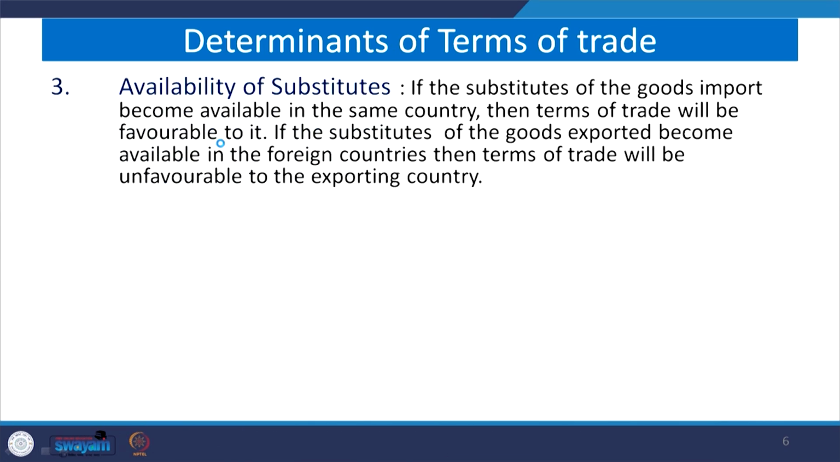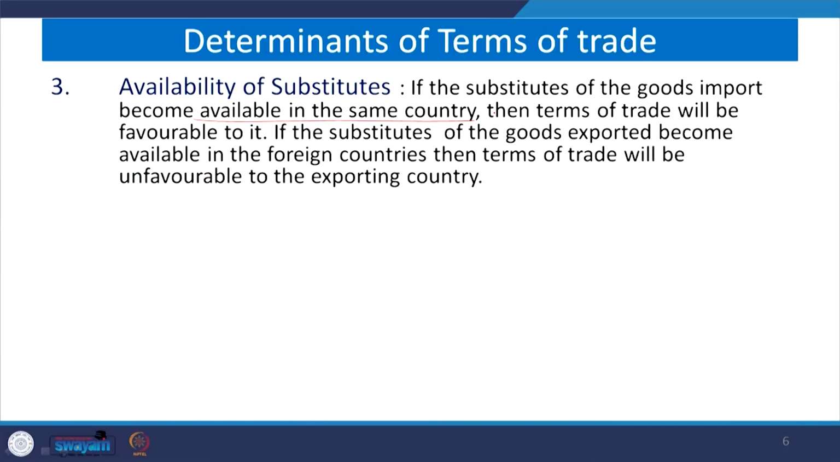Similarly, if you look at other factors of terms of trade, like availability of substitutes. If imports have huge substitutes available, why should we import that particular commodity? So the relative price will fall in the international market for imports, and that will be favorable to the country's terms of trade. If substitutes of imported goods become available in the same country, then terms of trade will be favorable to it, as I just mentioned.